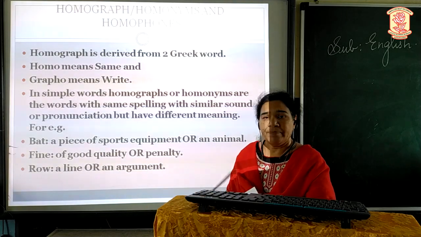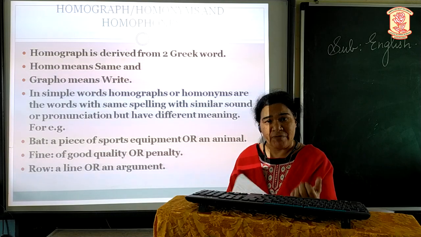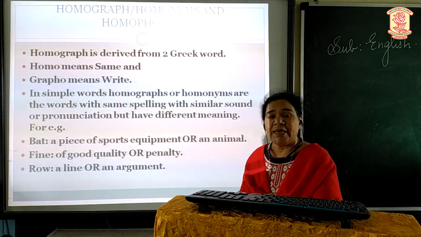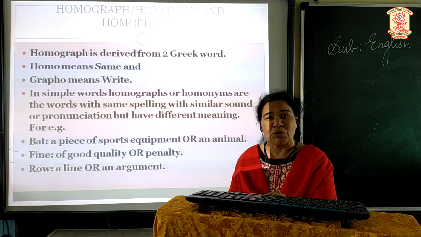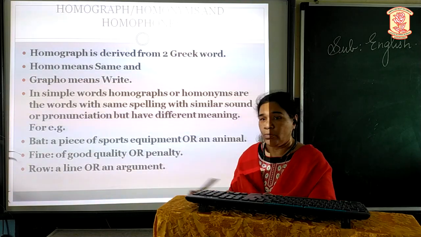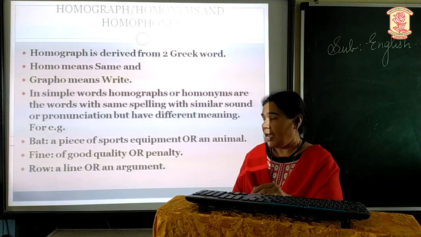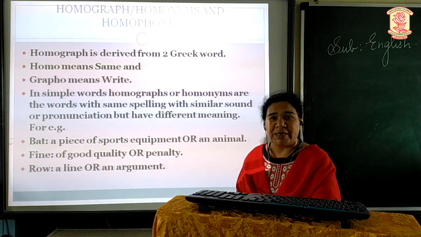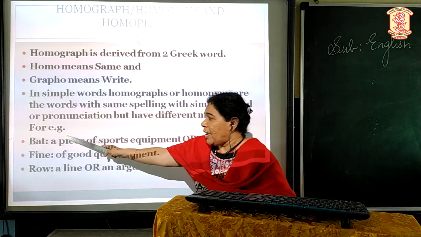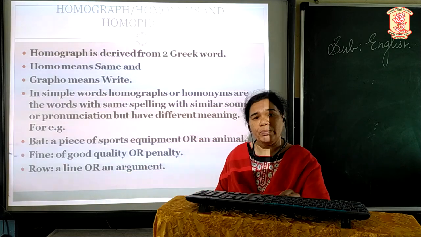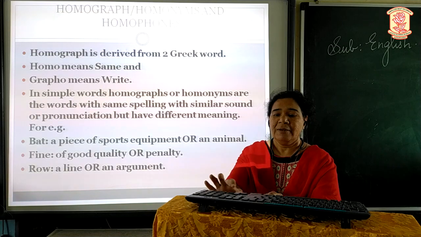Then fine. If you do something good, all praise you and say it's a very fine quality. And the other meaning of fine is penalty. When you do something wrong, penalty is imposed to you. That is fine. Row. During assembly, you stand in a row. That is a row, a line. And another meaning of row is an argument. Argument on any topic. This is row. So these words, bat, fine, row, they have 2 meanings. Such words are known as homographs or homonyms.